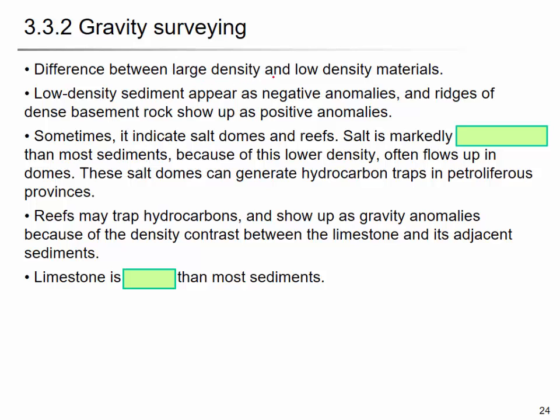The difference between large density and low density materials can be captured using this gravity survey. Low density sediment appears as a negative anomaly, and ridges of dense basement rock show up as a positive anomaly. If you have a salt dome, because the salt dome is markedly less dense than most sediment, you have a low density. And if you have a reef, this will show up as a gravity anomaly because of the density contrast between the limestone and its adjacent sediment. Reefs are made of limestone, like carbonate, and carbonate is denser than most sediment.